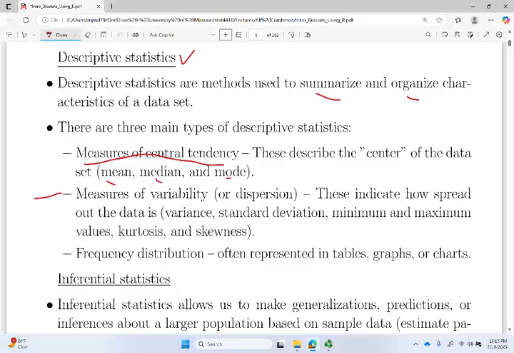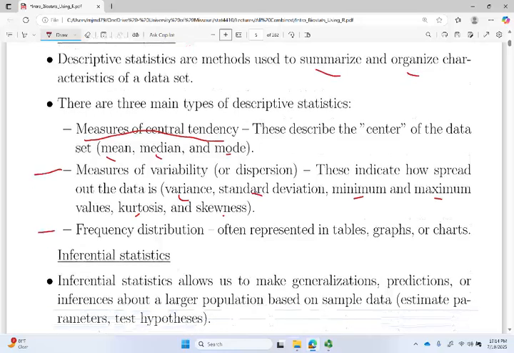We're also measuring sources of variability or dispersion, how spread out the data are. And there's several measures that we'll cover in these videos: variance, standard deviation, the min, the max of your data set, kurtosis, and skewness. And we also like to create frequency distributions or tables, graphs, charts.